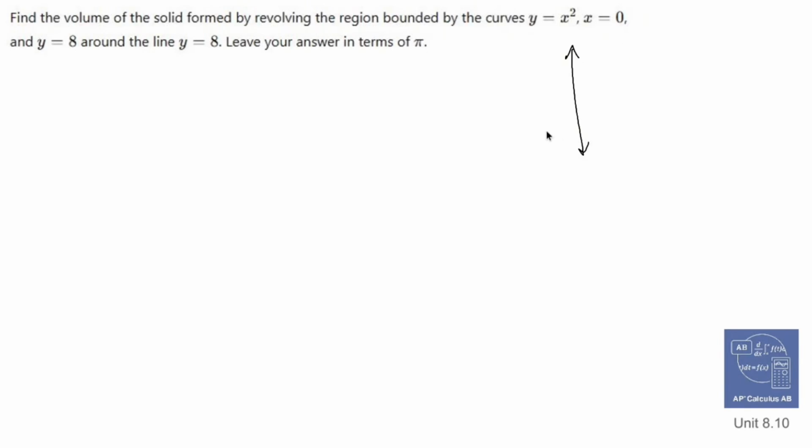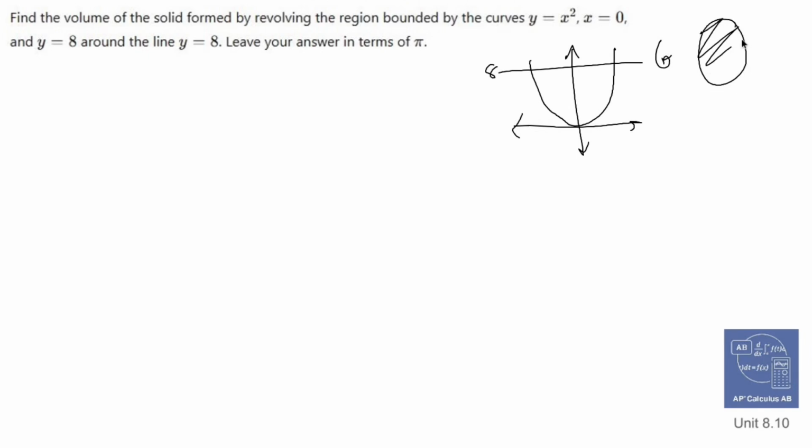So what we're doing is we're taking a parabola and we're spinning it around 8. And we're going to get this weird oval-looking shape, pill-looking thing when all is said and done.